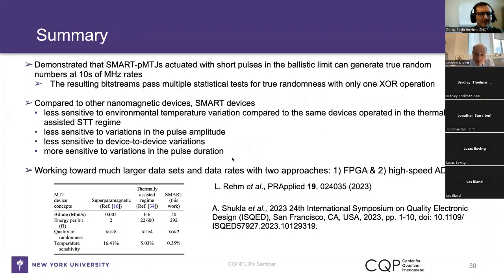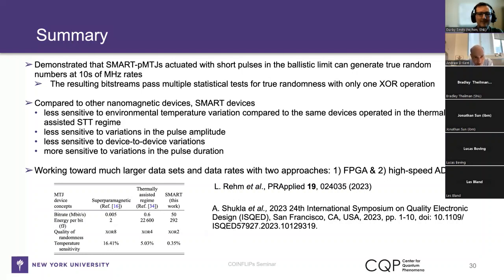And I've showed you we're working toward much larger data sets with 2 approaches. One is this FPGA approach, where we build our own circuits, and the other is using this high-speed analog to digital converter. And so this work was largely published, most of it in PR Applied. We've also been collaborating with Shalu Rikija's group at UIUC on modeling, and we have, I think, a very nice modeling paper on this, which also compares our approach to some of the CMOS-based approaches to generating random bits.